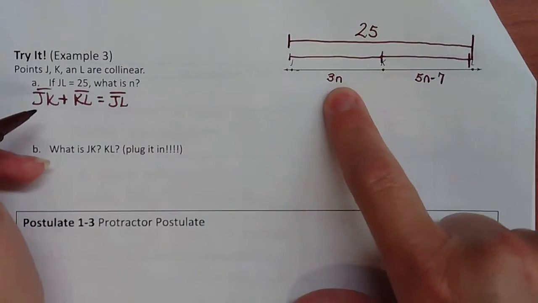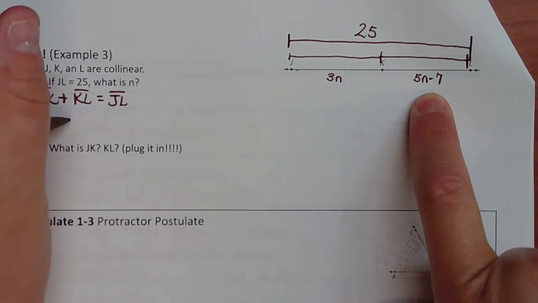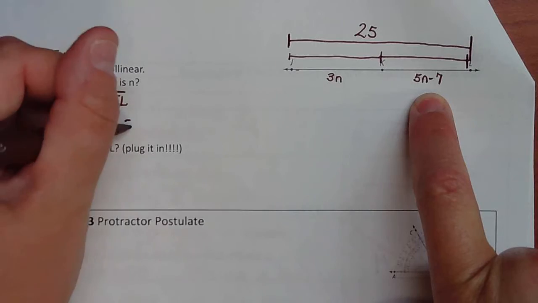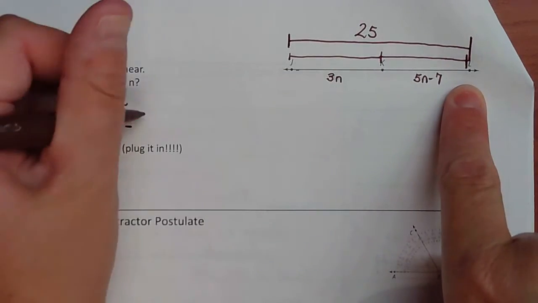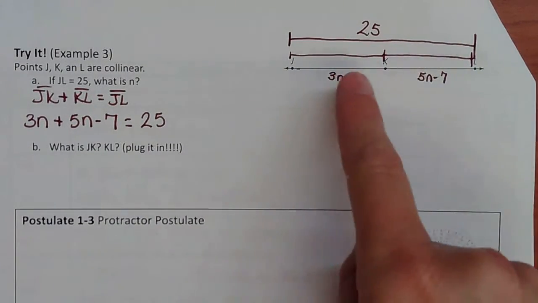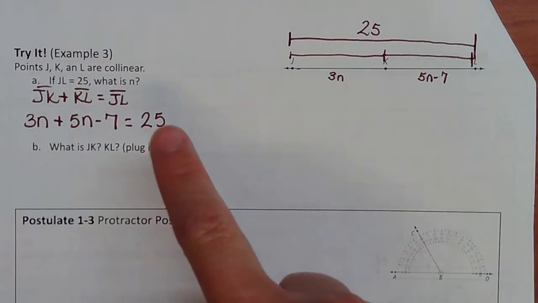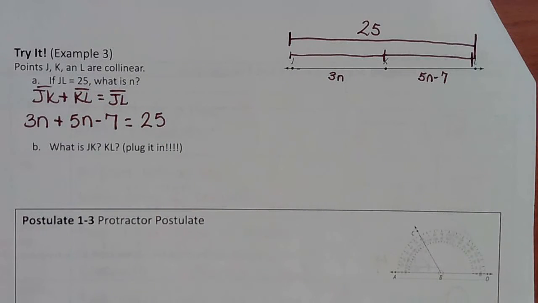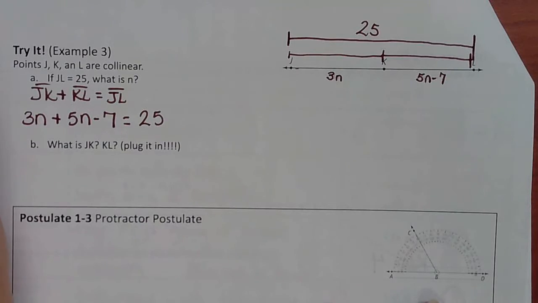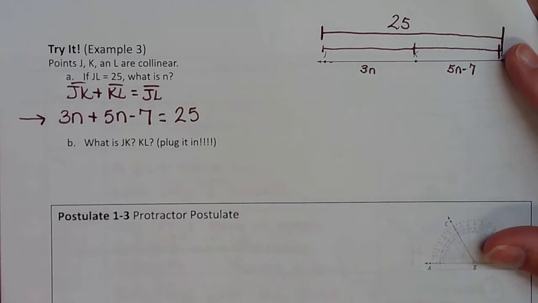So JK, that length is 3n, plus KL is 5n minus 7, and that equals JL, which is the entire length, which is 25. So basically you take the two small segments that make up the big segment, you're going to add them together and set it equal to the big segment. All right, so we have this algebra problem right here. Now you're just going to use some of your amazing algebra skills. What do we do first to solve this algebra problem?